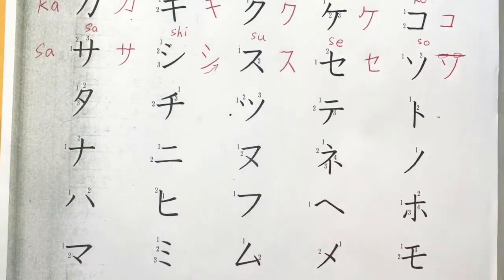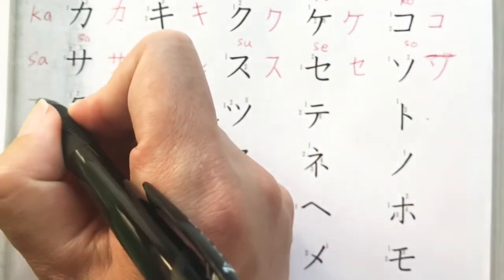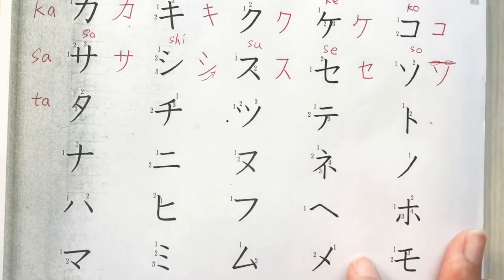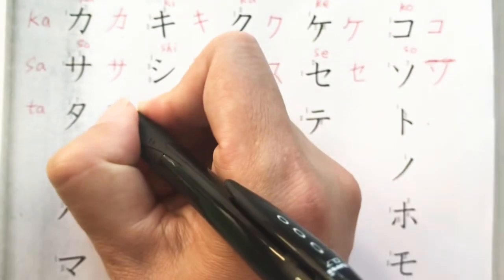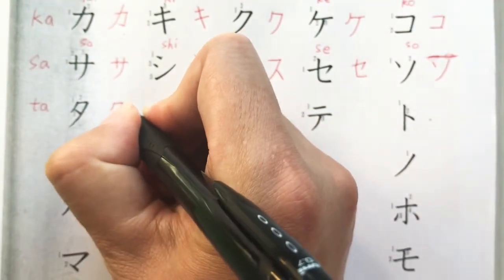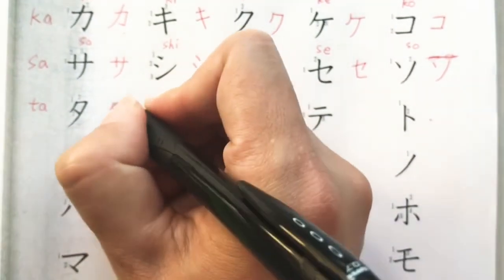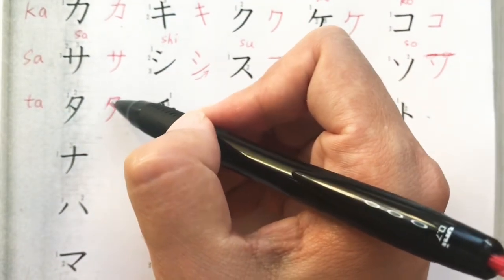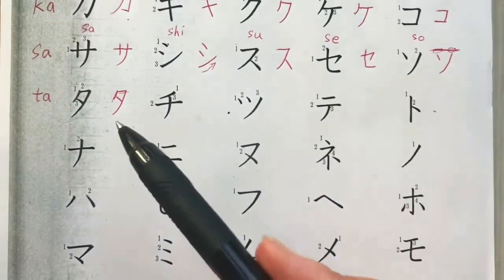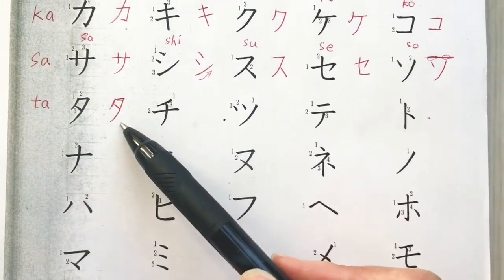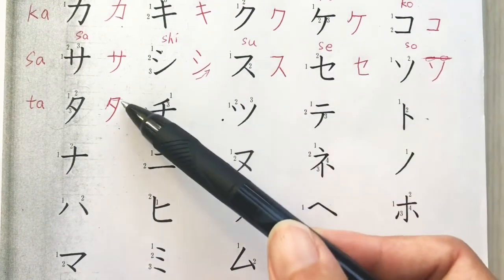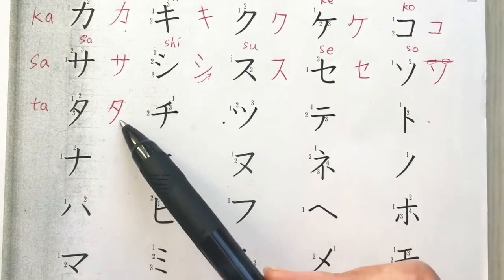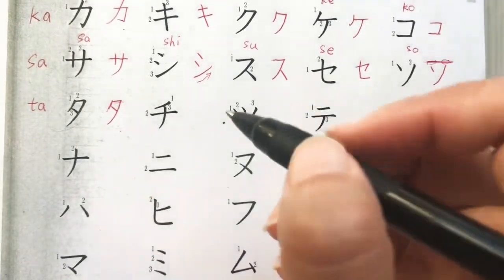Next, the ta line. Okay, let's start from the first one. 3 steps. 1, 2, 3. This is ta, which looks like ku, but here is 1 dot extra. This is ta. Next one, chi, 3 steps.